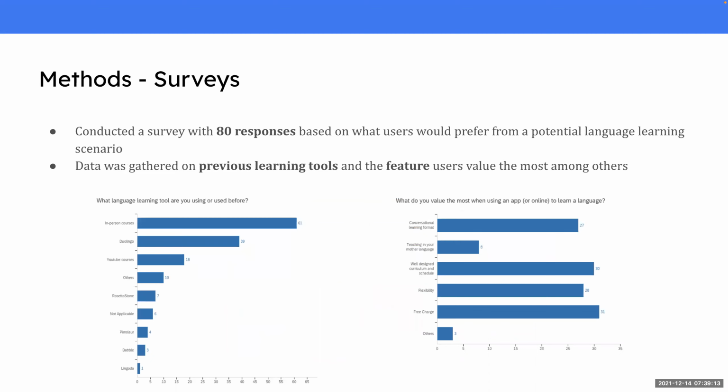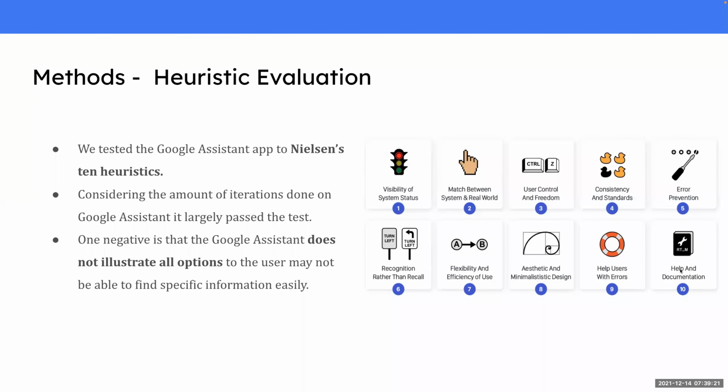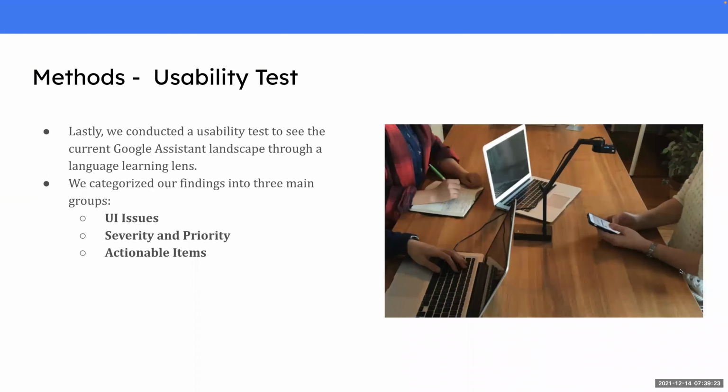So after interviews, we went through a few more methods, including surveys, comparative evaluation, heuristic evaluation, and usability tests. We went through so many methods to get a holistic view on what the language learning application could have and what we think it already has and how it could skyrocket from there. From these methods, we developed a few key insights that we will go through next.